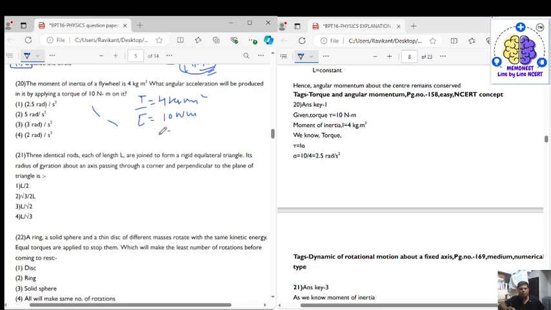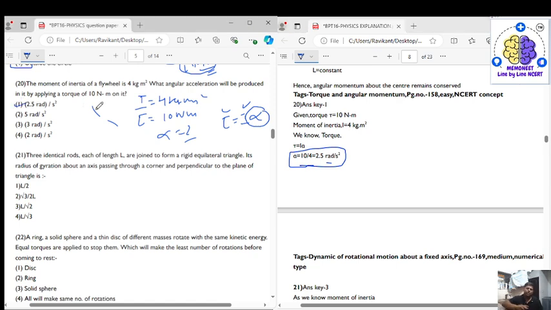They are asking you alpha, right? So we have the formula tau is equal to I alpha. I has been given to us, tau has been given to us. Directly we can use the formula to calculate the value of alpha. So alpha will be equal to tau upon I. Putting the value, we get 2.5 radian per second square. So the correct answer will be option 1, that is 2.5 radian per second square.